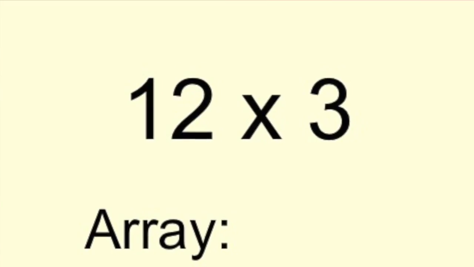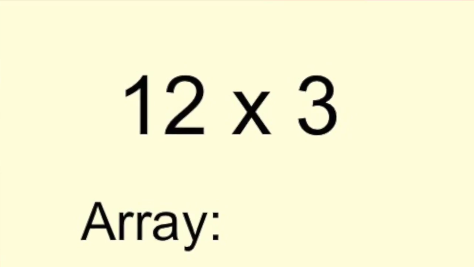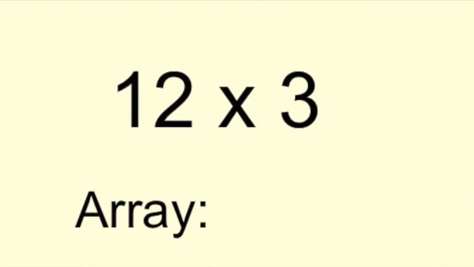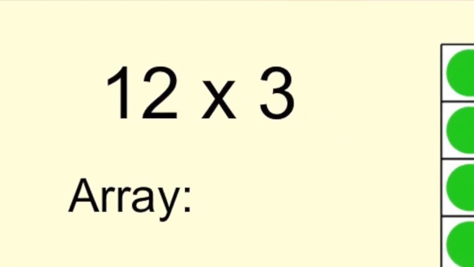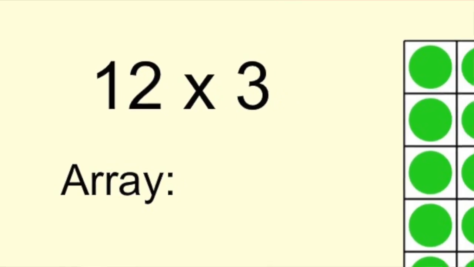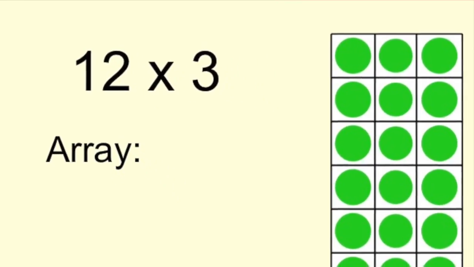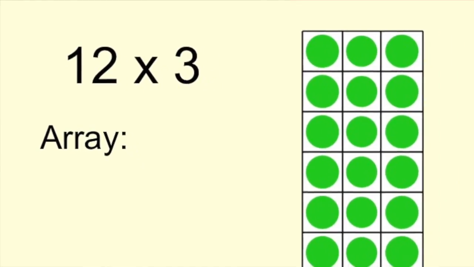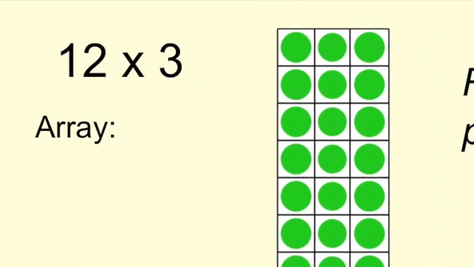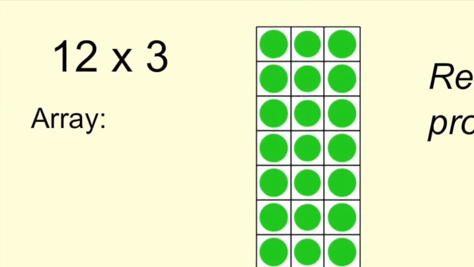So as you can see here, we end up with the numbers being represented in a rectangular form, or a rectangular array. Each of the columns has 12 items in, and there are 3 columns. So we can see we've got 12 times 3.